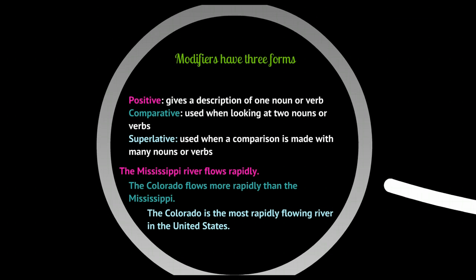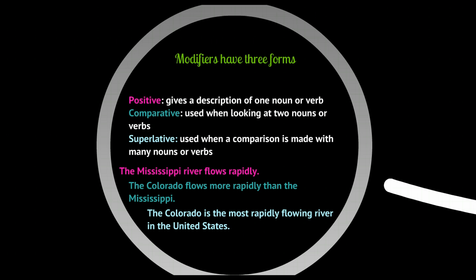First thing you need to remember is that modifiers have three forms when typically used for comparison. The first is the positive. The positive gives a description of a noun or a verb. And that's typically how you're used to seeing the adjectives and adverbs that we've been working with. The comparative form is used when looking at two nouns or verbs, whatever we're comparing. But if we're only comparing two, then we're going to use the comparative.